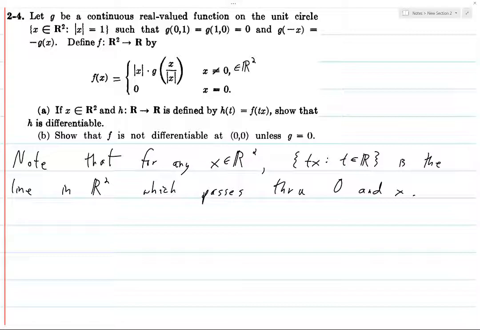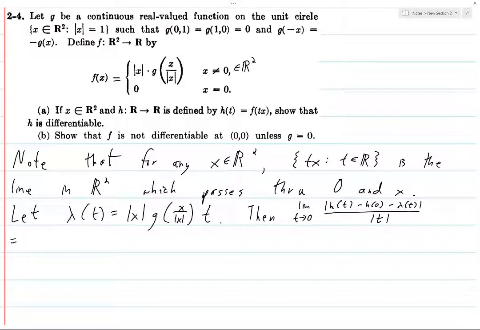So we want to show that h is differentiable. What we see here is that if f of x equals the absolute value of x times this g of x over the size of x, then you'd imagine this thing to sort of, in some sense, give you the slope of f.